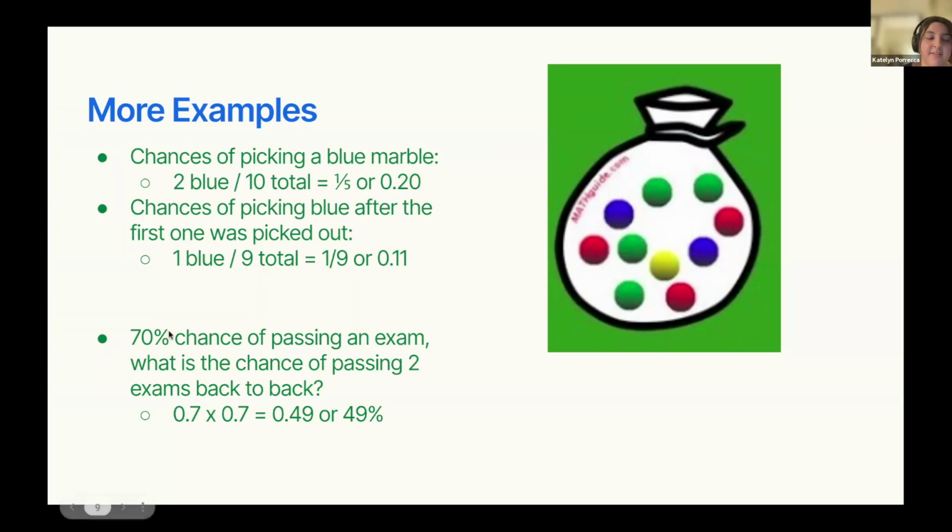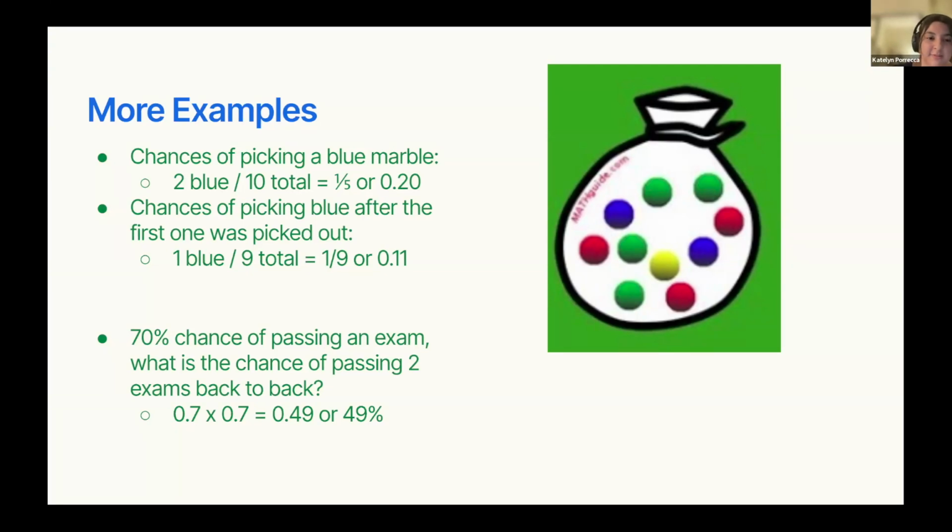And then just another example down here, this is the multiplication rule. So say you have a 0.7 or 70% chance of passing an exam. Well, if you want to pass two exams back to back, you just multiply 0.7 by 0.7 and you get 49%. And it seems a little intimidating at first, but the more practice you do, the easier it gets.